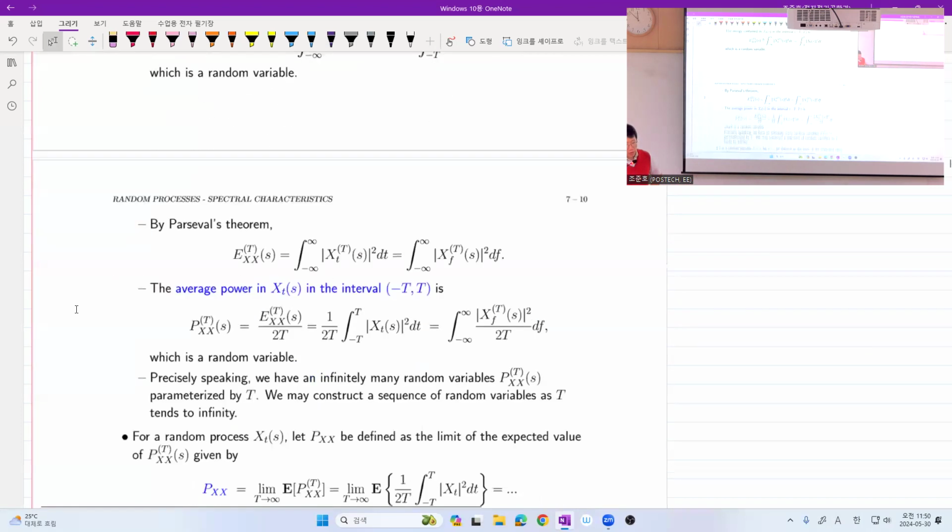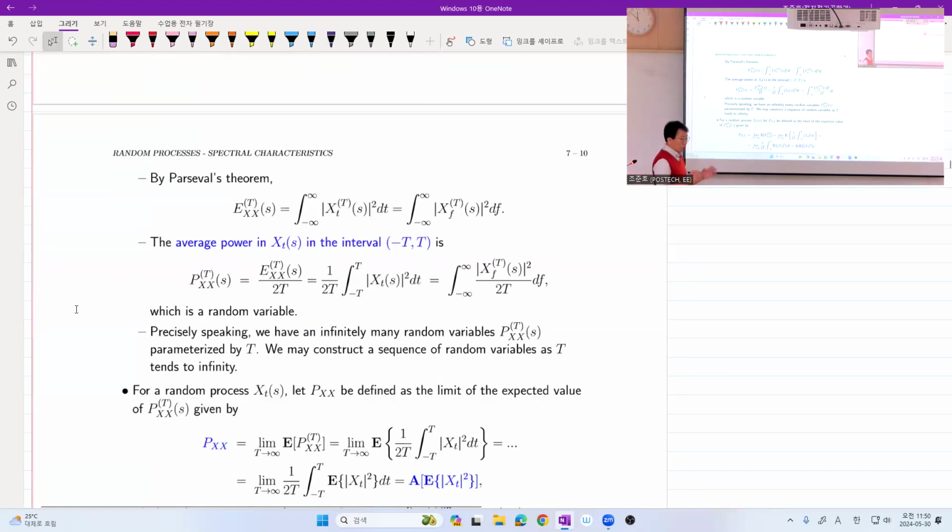Now, what is the power? Power is simple. The power of the truncated signal is what? Energy divided by its interval. Here we assume the length of the interval is 2T. So our power, which is again a random variable because it's a function of s, you can compute in the time domain or in the frequency domain by using Parseval's relation.